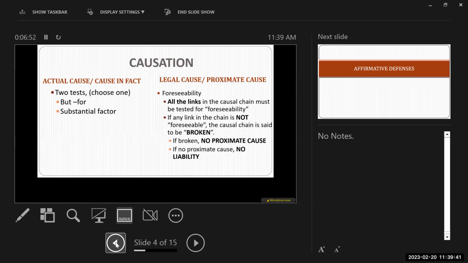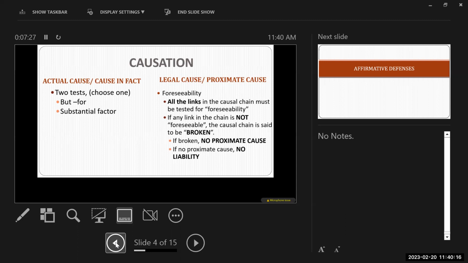The second way is the substantial factor test, and that's where the court is going to consider whether the defendant's actions were a substantial factor. So when you're going through your analysis and you get to the third element of negligence, which is causation, you need to make sure that you lay out that there's an actual cause and a proximate cause. If you prefer to use the language cause in fact and legal cause, that's fine. Just make sure that you don't get those two mixed up.